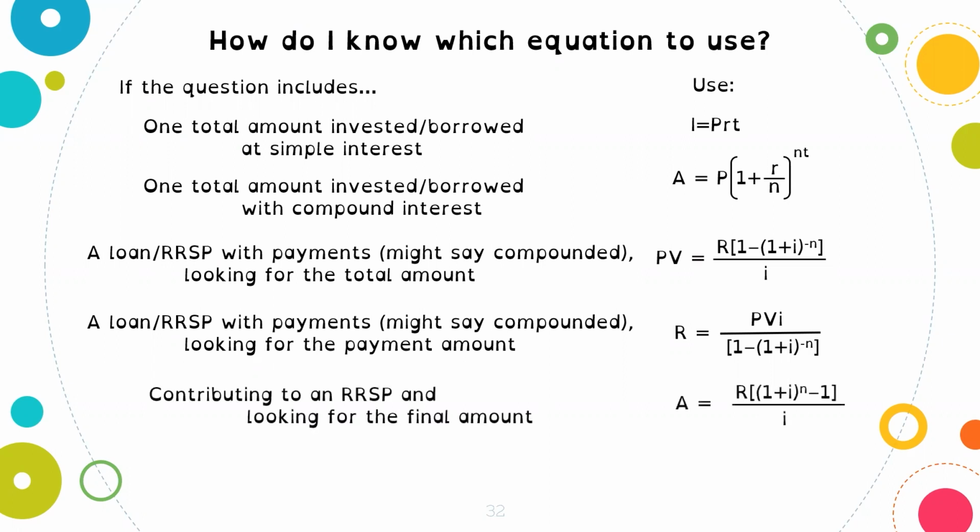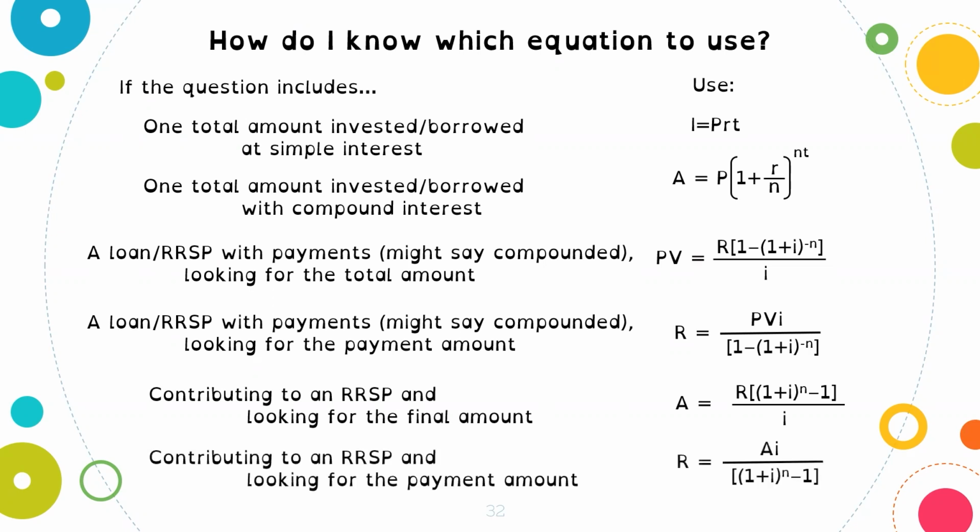If you're contributing to an RSP and you're looking for the final amount, then you do A equals R times 1 plus I to the exponent N minus 1, divided by I. Or if you are contributing to an RSP and you're looking for the payment amount, then you're doing R equals A times I divided by 1 plus I to the exponent N minus 1. I put all of this on one slide so that you can screenshot or print it off, so that all of this is combined in one place. When you're doing your culminating, this is easy to figure out. I would strongly suggest saving this one slide because it really helps you figure out which formula to use in which situation.